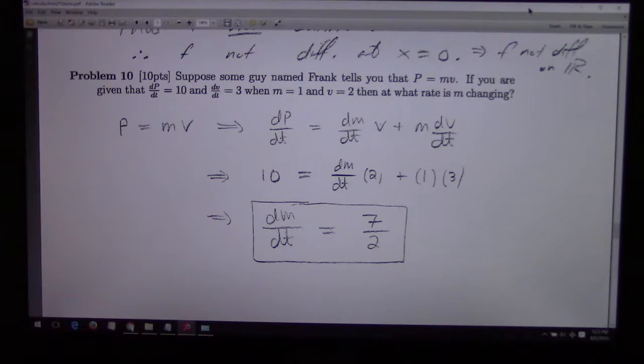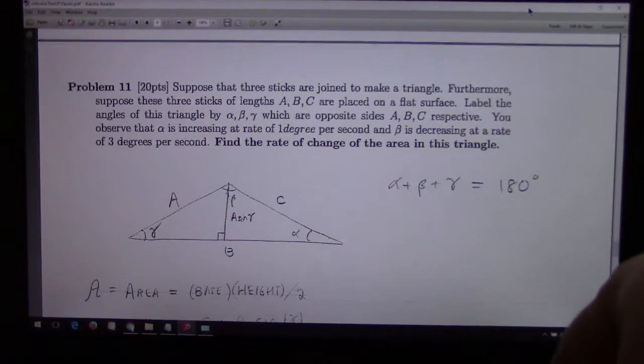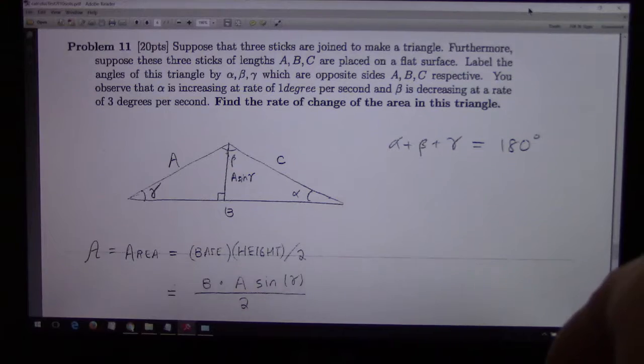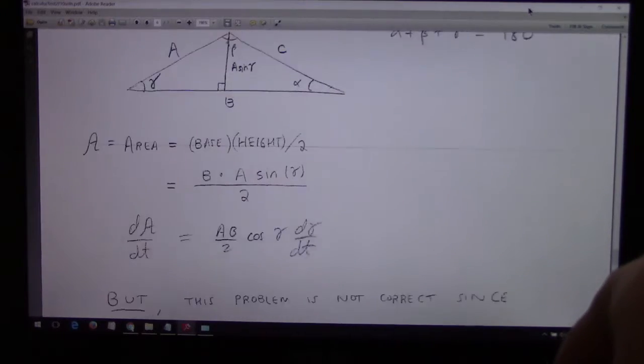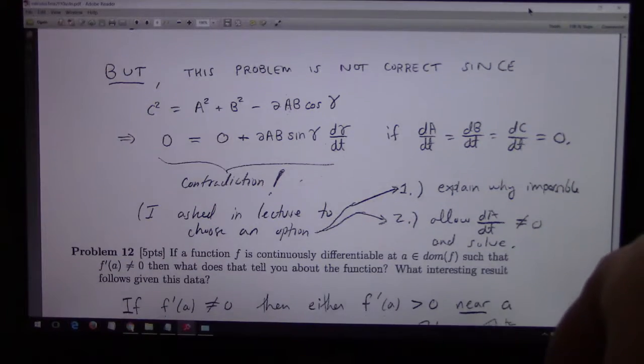Some guy named Frank tells you that P is equal to mv. If you're given that dP/dt equals 10 and dv/dt equals 3, when m equals 1 and v equals 2, at what rate is m changing? Oh, fun. So this is a related rates problem. Definitely fair game for the quiz. Problem 11 didn't make sense, so I figured it out during the giving of the test, and I gave them options, but let's just skip it.